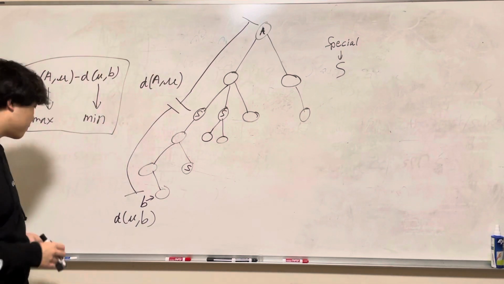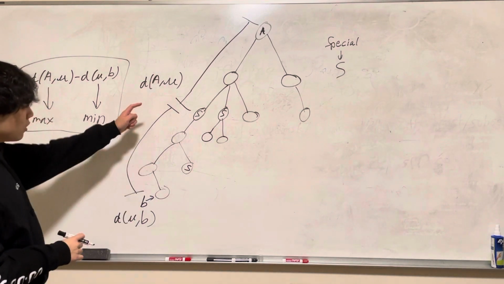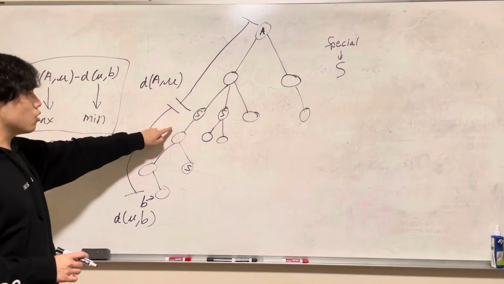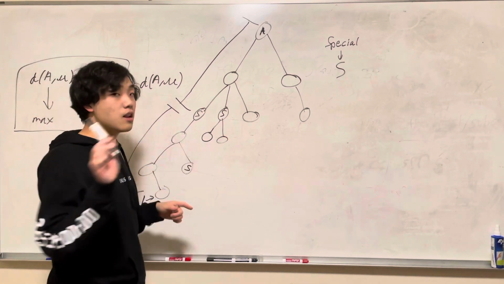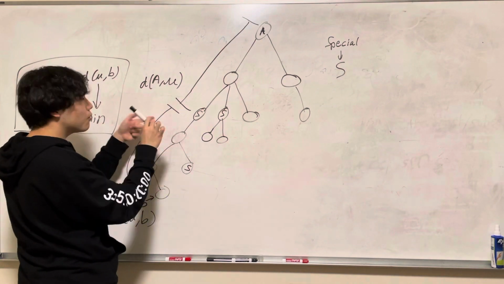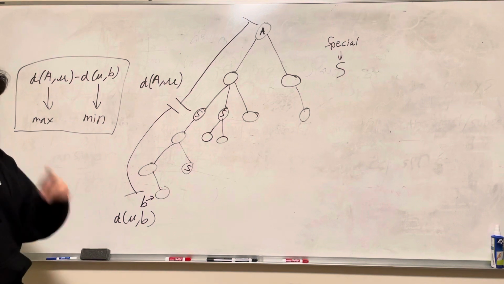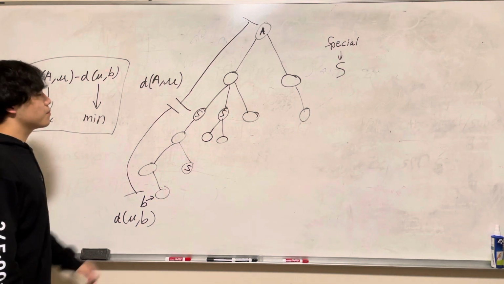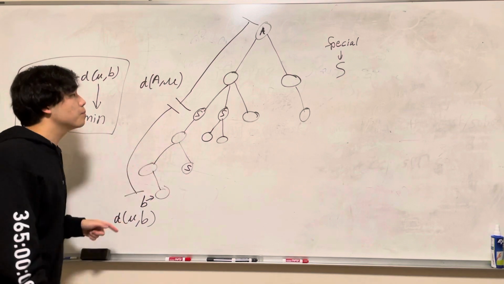But what we can realize is that if we look at this node over here, this node by itself is not a special node. So we cannot take a path from A to this node and then subtract it from the length of a path from this node to here, because that's not a special node. But the important thing is that this node contains a special node in its subtree.